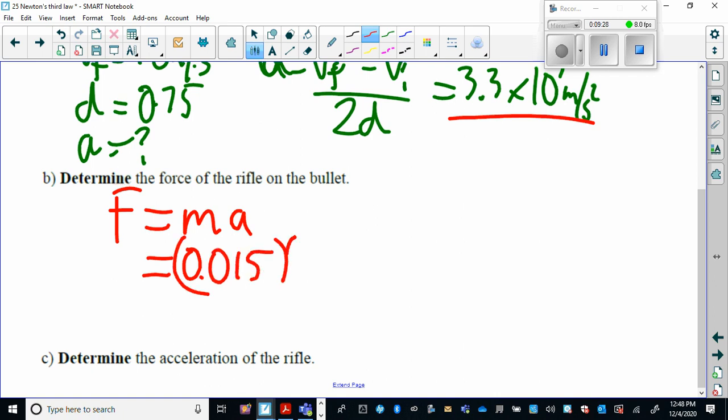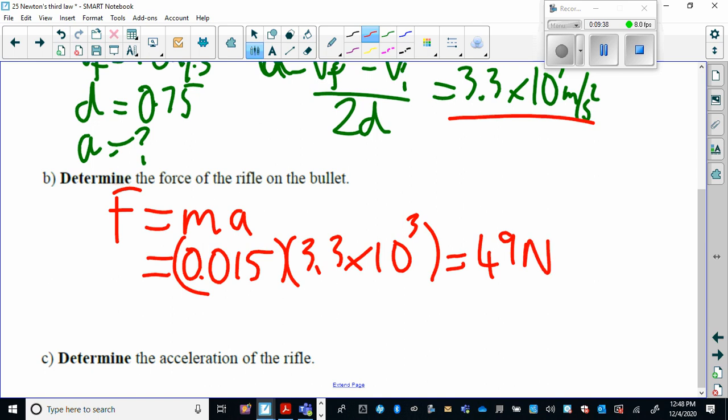0.015 kilograms times 3.3 times 10 to the 3. And that gives you 49 newtons. So the bullet is experiencing a force of 49 newtons, and therefore there's going to be an equal and opposite force, 49 newtons, on the rifle. So therefore, the force on the rifle equals, I guess you could say, negative 49. It's equal and opposite. It doesn't really matter because we're not concerned with direction here.